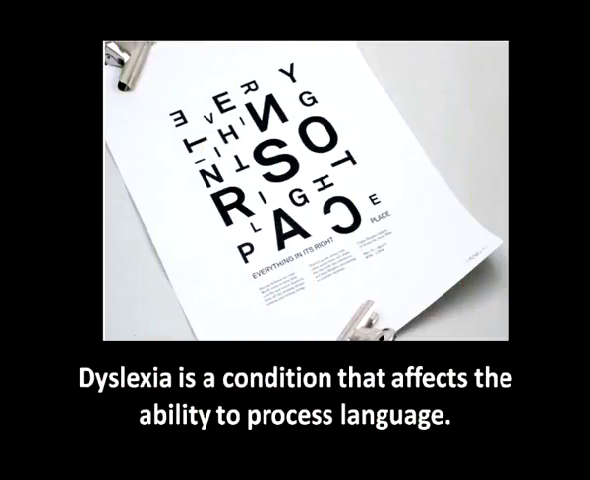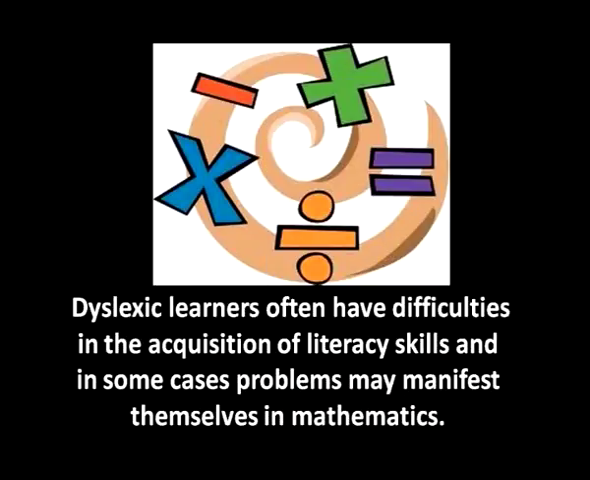The following information describes these two types of disorders, their educational implications, some basic interventions, and what to do if there is a suspected problem. Dyslexia. Dyslexia is a condition that affects the ability to process language. Dyslexic learners often have difficulties in the acquisition of literacy skills, and in some cases, problems may manifest themselves in mathematics.